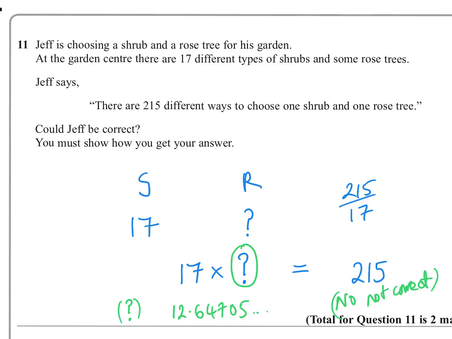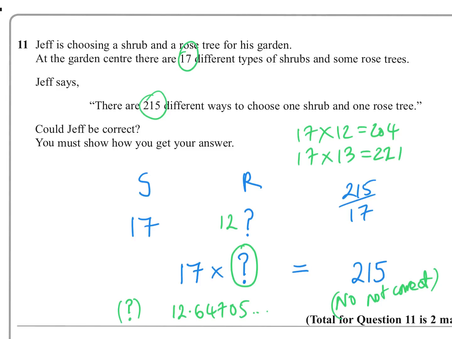Another way of looking at it is to say, well, if you wanted to get a whole number of choices, then the closest you could get is choosing the rose tree. There'd have to be like 12 of them, because then you'd have 17 times 12. But 17 times 12, in terms of total choices, is 204. And then you can't change the 17 because we definitely know there are 17 different types of shrubs. But say you wanted to get a bit closer, you could try, say, 13. So 17 times 13, and that would be 221, which is higher than 215.